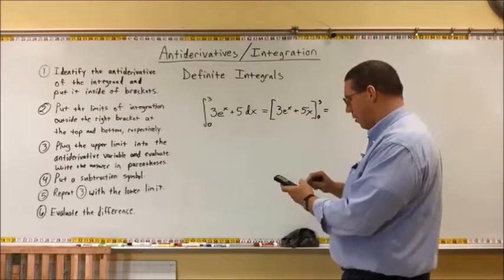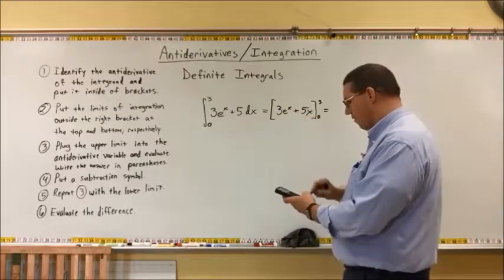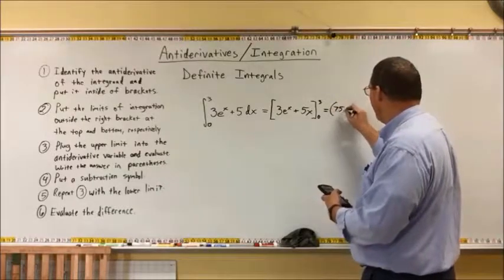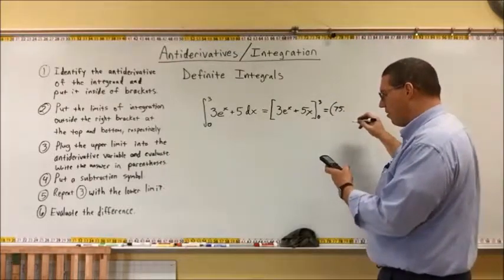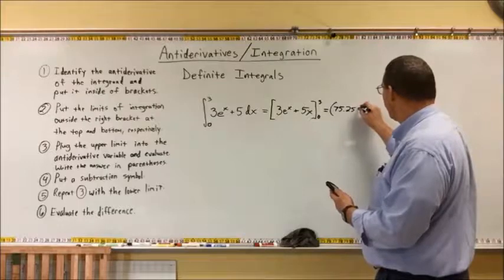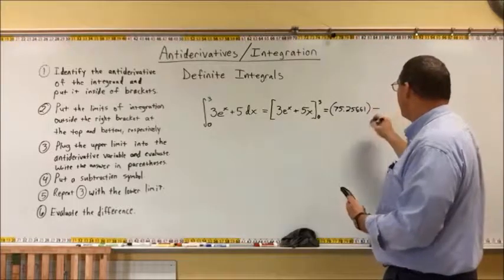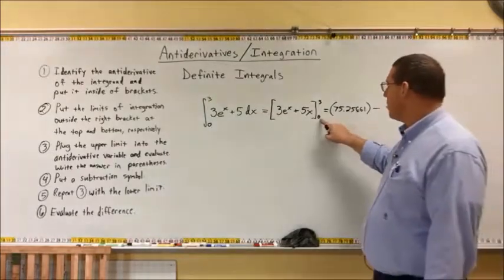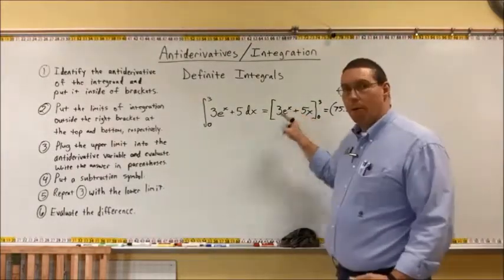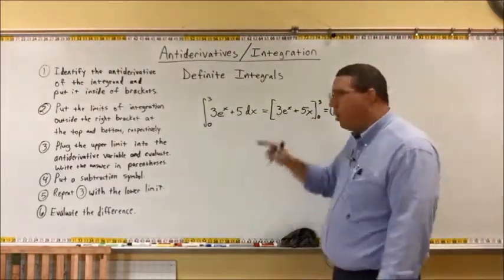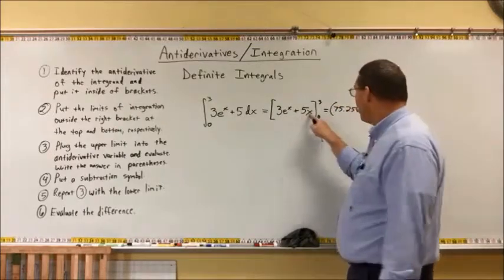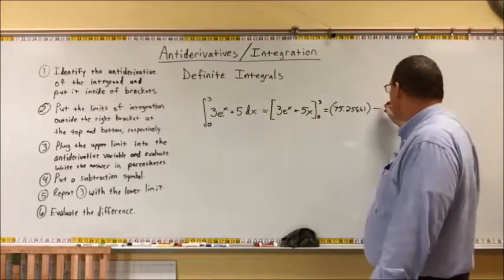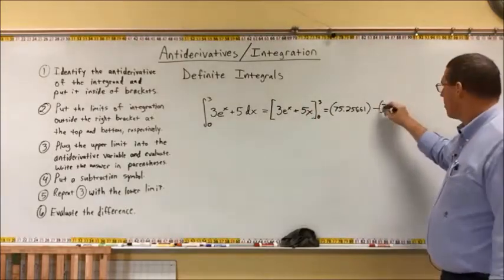3e to the 3rd power plus 5 times 3 is 15. And that gives me 75.25661. I'll put it in parentheses. Minus, that's step 4, put a minus symbol. Now, I'm going to plug 0 in. Well, e to the 0 power, that's 1. 3 times 1 is 3. 5 times 0 is 0. So 3 plus 0 is just 3. So minus 3 in parentheses.